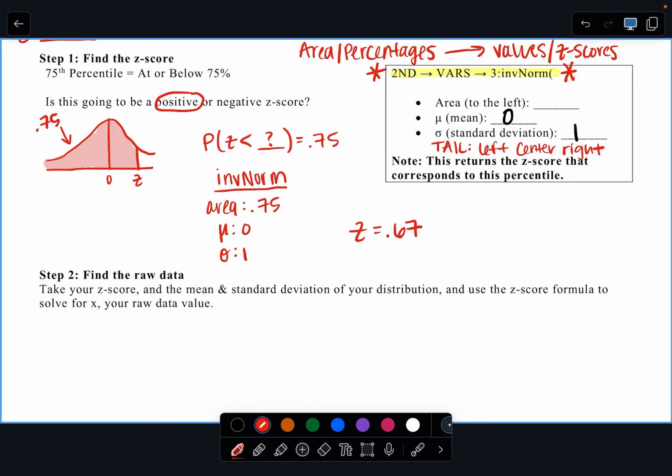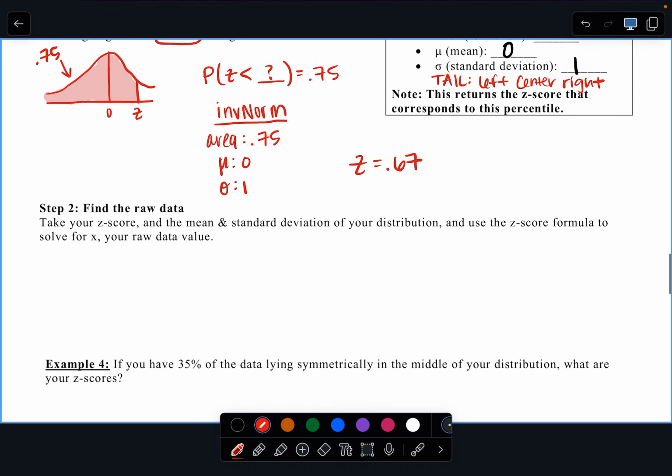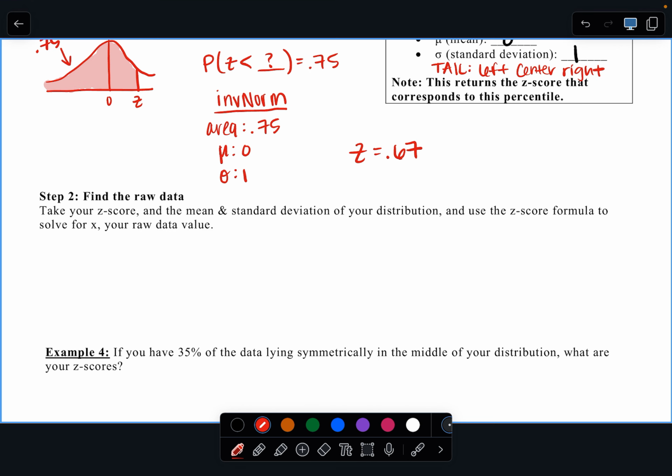Once we know what the z-score is, College Board has you write out the formula for how you find a z-score. So remember, z is equal to value minus mean over standard deviation. And I know 3 of these 4 things. Huh?